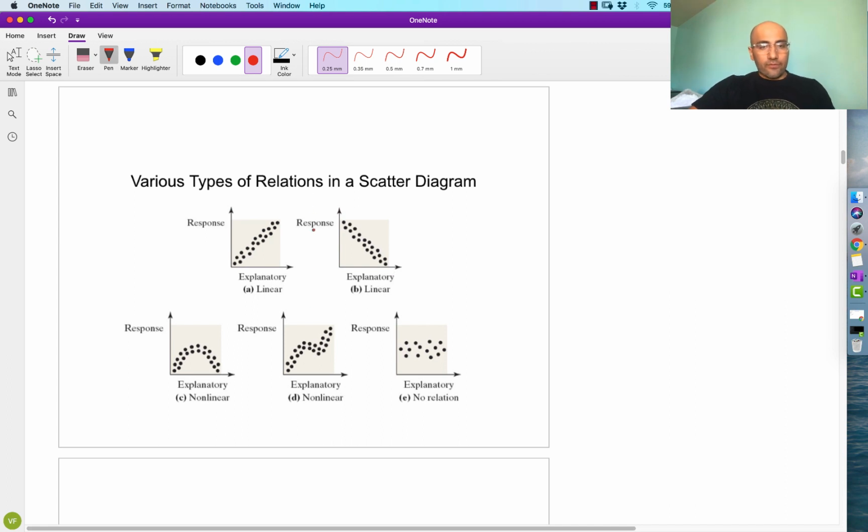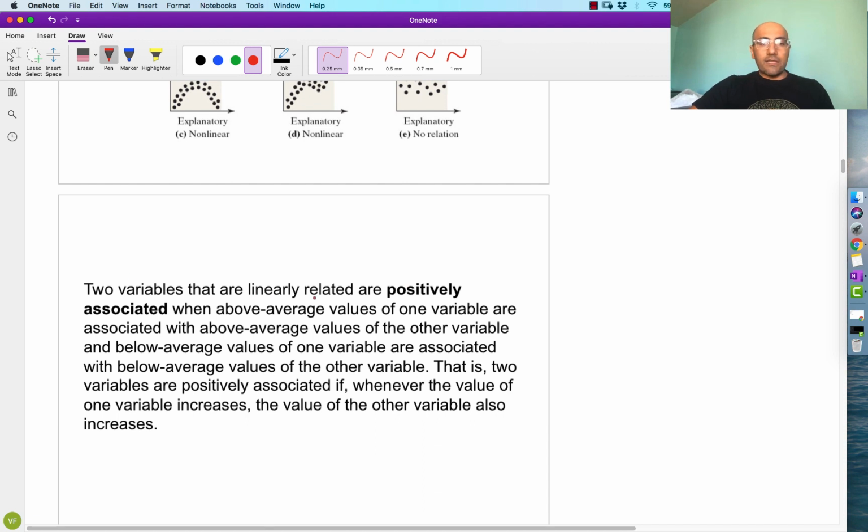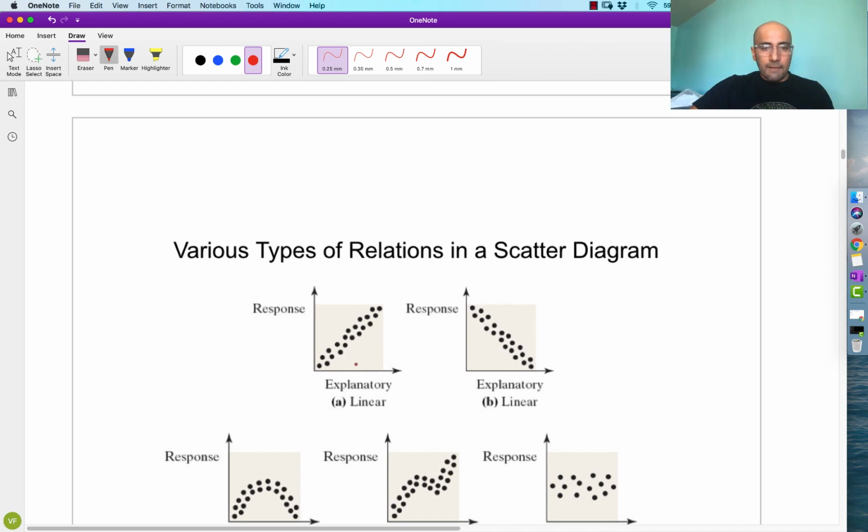And then, to further classify it, we care about whether it's got a positive linear relationship or a negative linear relationship. Okay, so two variables that are linearly related are positively associated when above average values of one variable are associated with above average values of the other variable, and below average values of one variable are associated with below average values of the other variable, right? So that's what this is right here. Kind of focus on this.